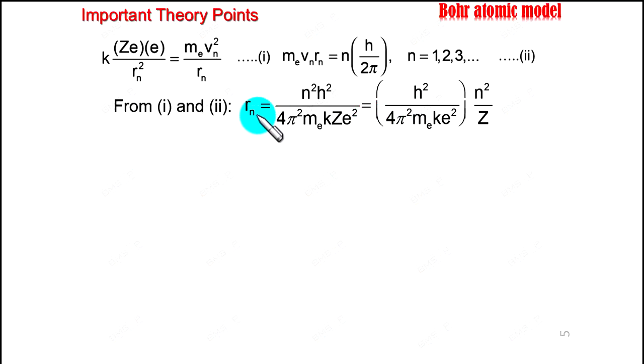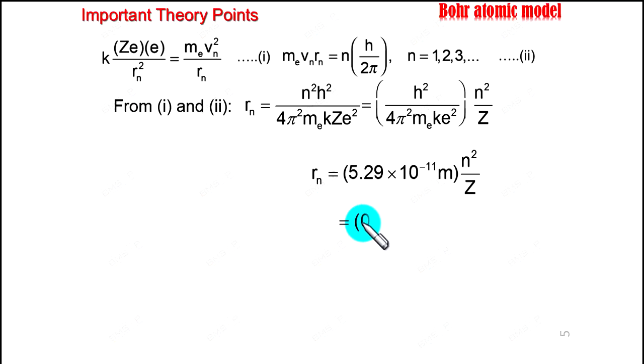That means we can observe here that rn is proportional to n square divided by Z. And if we calculate this value after substituting the values of h, pi, me, k and e, we will get this relation: rn equal to 5.29 into 10 to the power minus 11 meter, n square divided by Z. We can write this in angstrom: rn equal to 0.53 angstrom, n square divided by Z, where n is equal to 1, 2, 3 and so on.